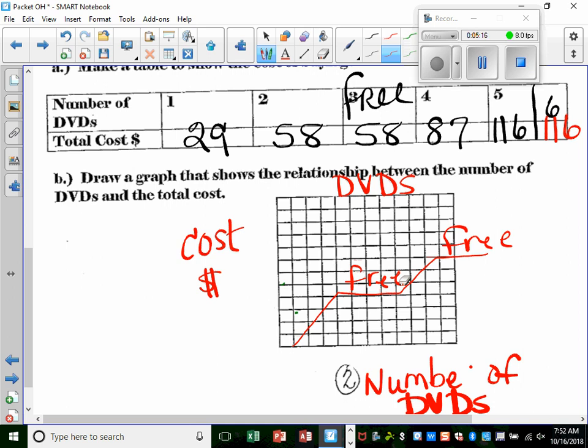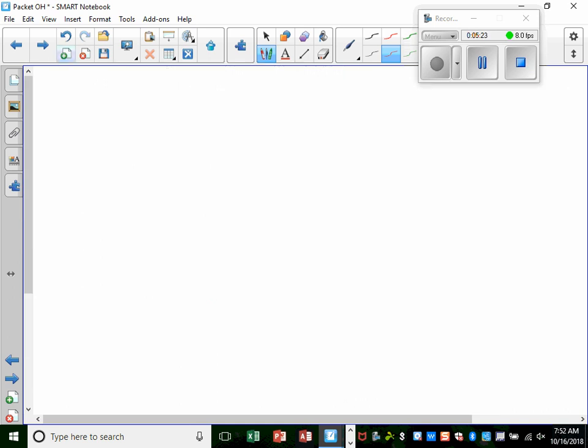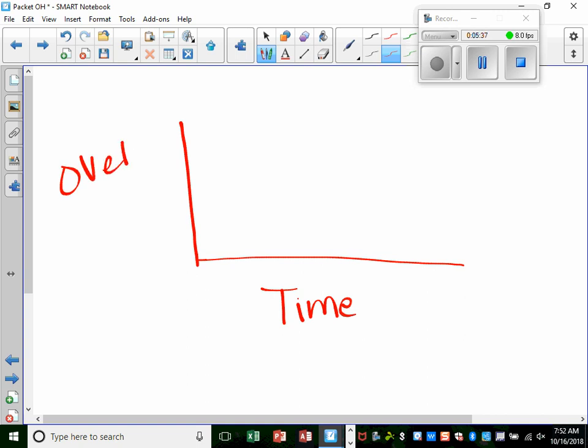Let me give you just another example like that, because you're going to have different situations for homework. So what if I say, what would be the graph of, let's say, time is here, and let's say we're cooking something. So this is the oven temperature.